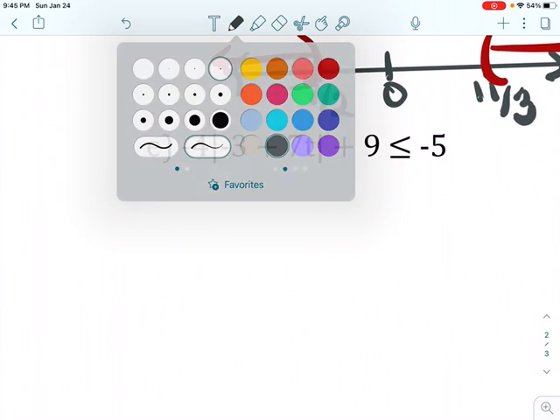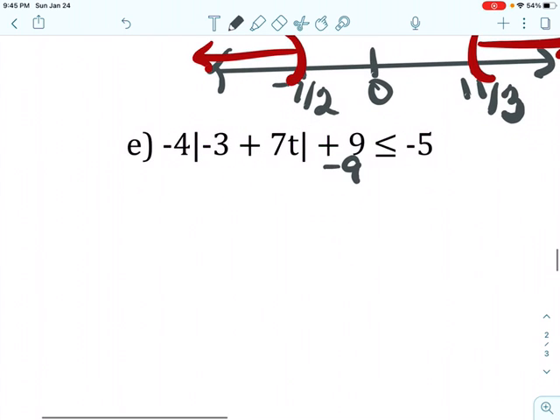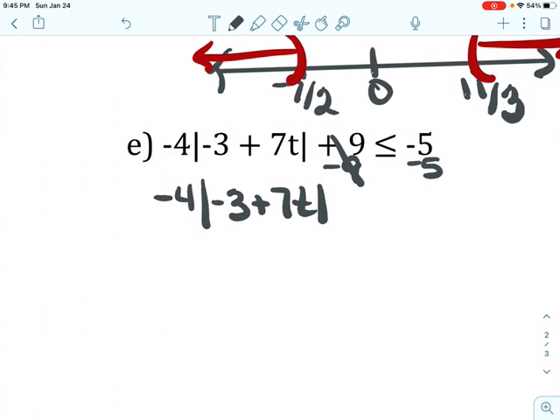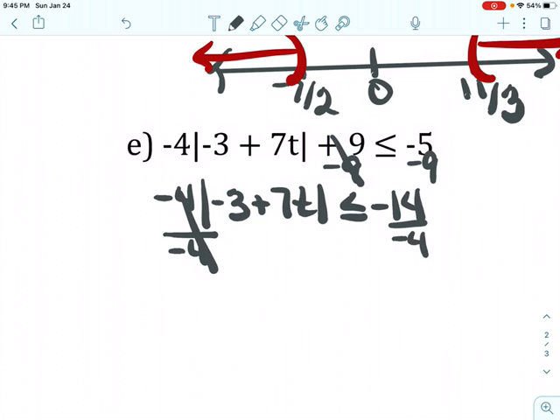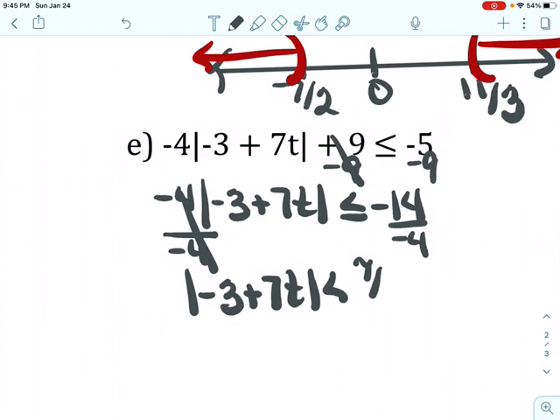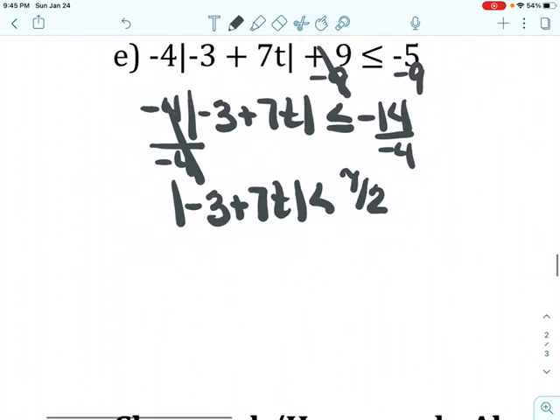Okay, let's do one more and we'll call it a night. Okay, so we got to get rid of the 9. Why did I write 5 there? That's negative 14. We're going to divide. No. Yeah, we're going to divide by negative 4. All right, 7 halves it is.